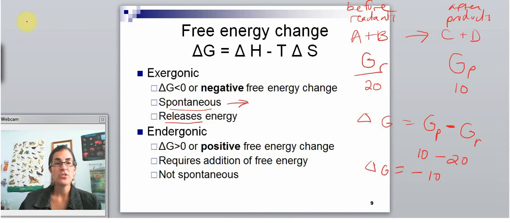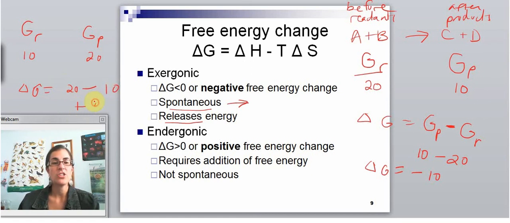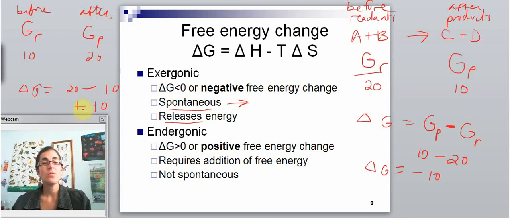If I change my numbers here, so let me make the free energy of my reactants 10 and the free energy of my products 20. Now if I do the equation, I'm going to take my products and subtract the free energy of my reactants. That gives me a free energy change of positive 10. So that means before I had less energy, after I have more energy. So remember, that means that that energy had to come from somewhere. Energy can't just be created. I can't just have more now. So that's going to require an addition of energy.